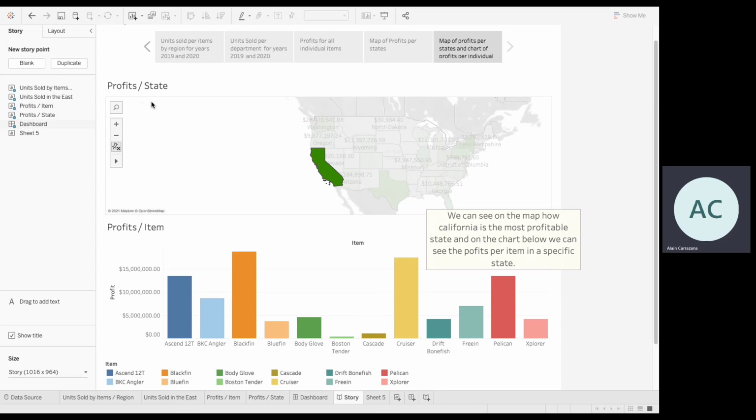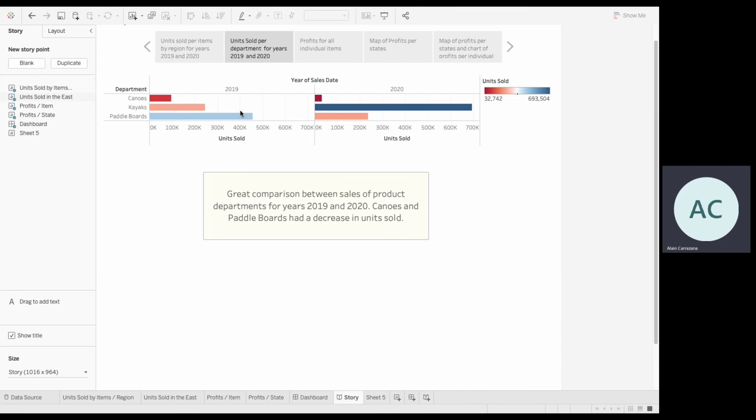And I'd like to say that my recommendation is to create a good marketing campaign and try to sell more canoes in the eastern region there. Try to improve sales for the next year. They had a really rough year in 2020, so they have to create a good strategy and a good marketing campaign to increase those sales.